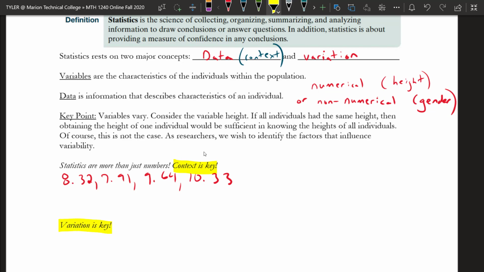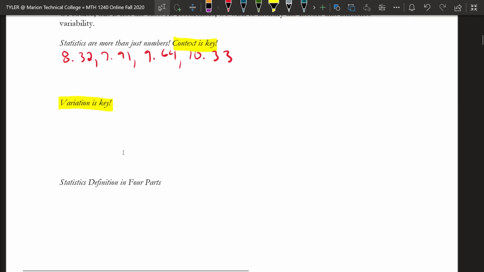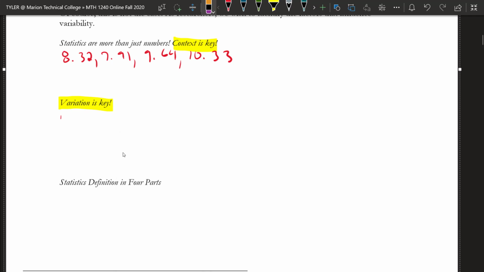The next thing is variation is key. We talked about this a little bit, but if you think about it for a moment, things just naturally vary. For example, if I ask you to write down your name 5 times, pause this video really quick and write down your name 5 times on a piece of paper. I can do that here. I'll write down Tyler.